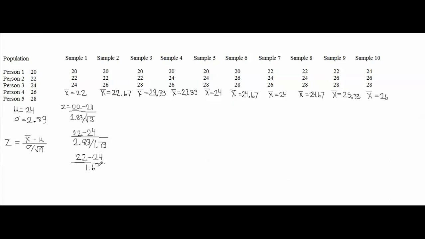Now we subtract on the top of the fraction: 22 minus 24, which will end up being -2. So the z-score will be whatever -2 divided by 1.64 equals.